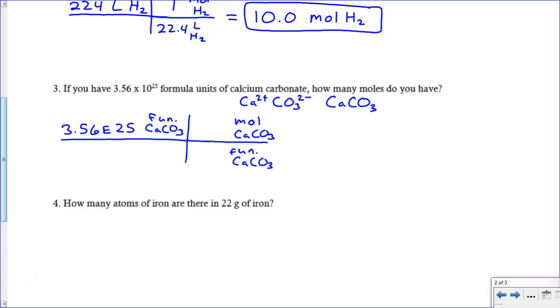And we know that for one mole, there's 6.02 times 10 to the 23rd formula units. And so we do 3.56 times 10 to the 25th divided by 6.02 times 10 to the 23rd. That's 3 sig figs and 3 sig figs. And we end up with 59.1 moles of CaCO3.